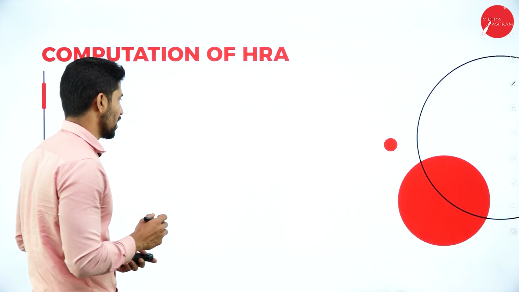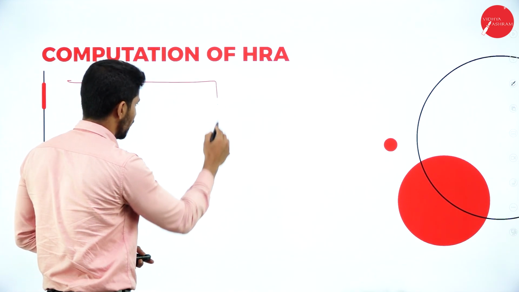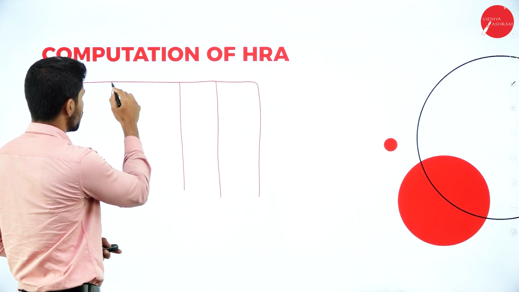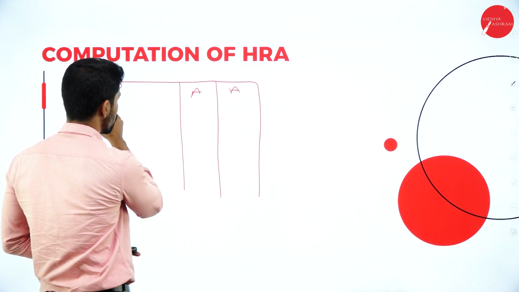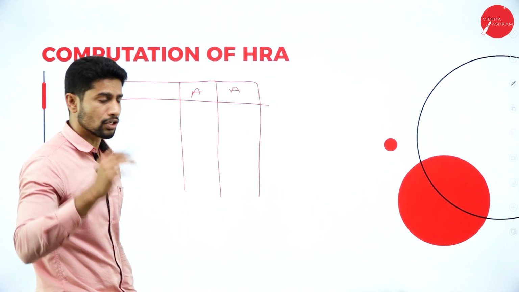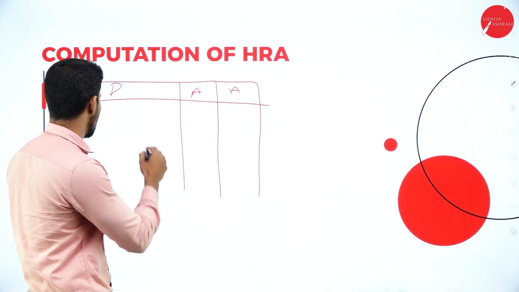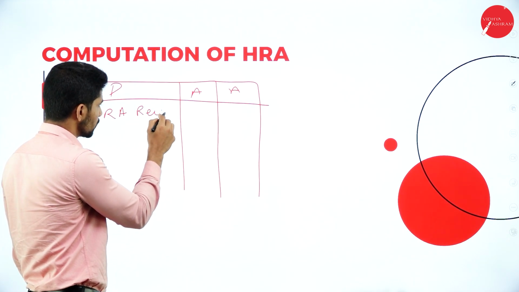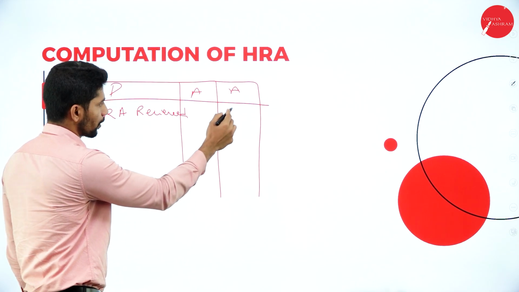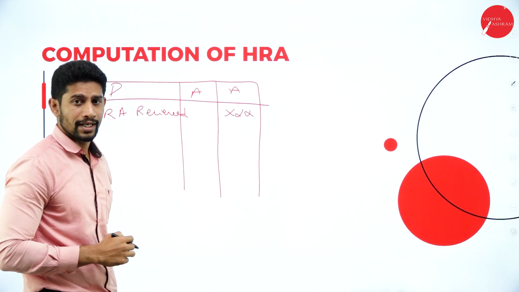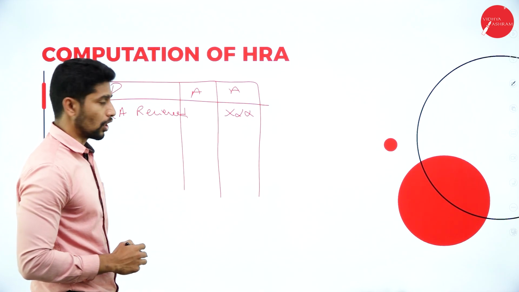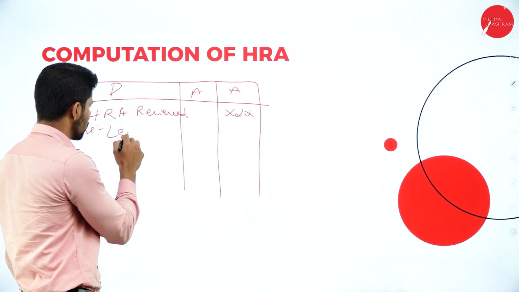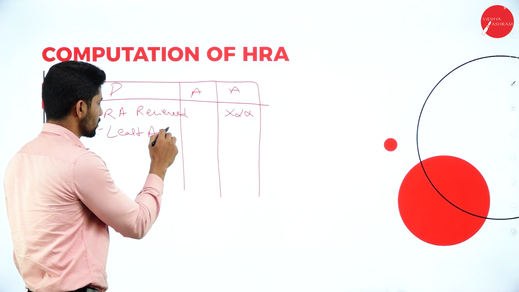To compute HRA, you are supposed to make 3 columns: particulars, amount, amount. In the particulars column, first you write HRA received, and you write the amount in the outer column. Then you write less: least amount.